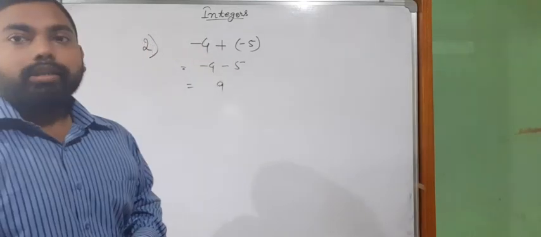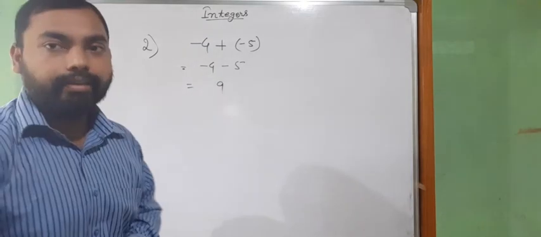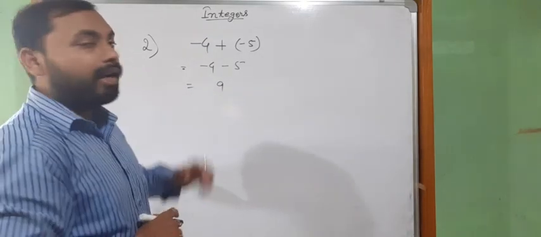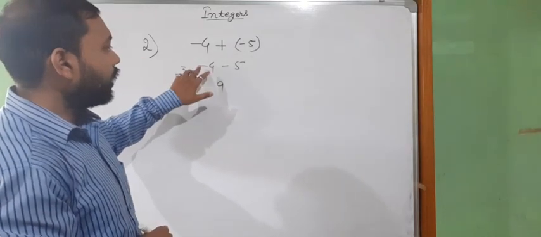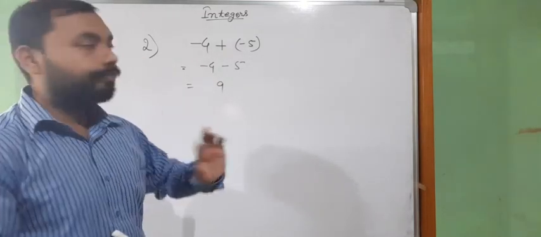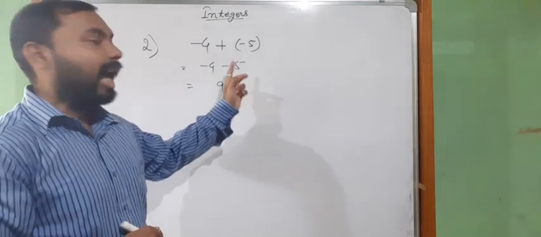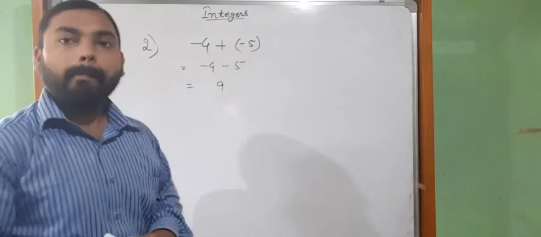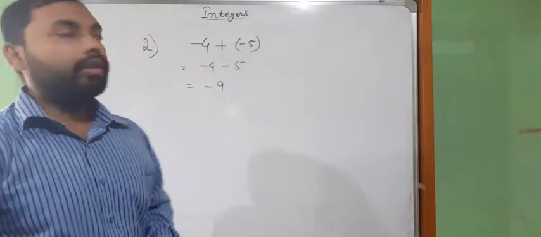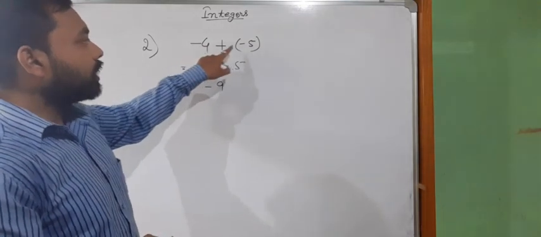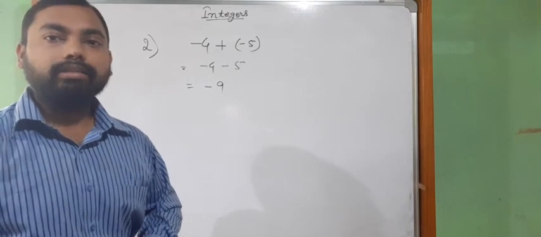Now the rule is the same. We have to put the sign here. The sign depends upon the greater number. Now forget these two signs. From 4 and 5, which is greater? 5 is greater, and with 5, what sign is there? Minus sign is there. So we have to give one minus sign. So what is the result? Minus 4 plus minus 5, the result is minus 9.